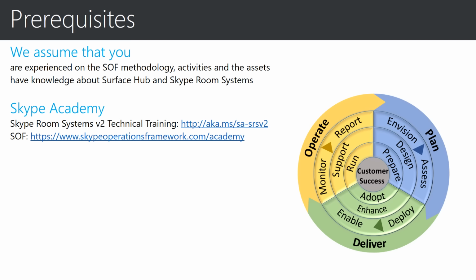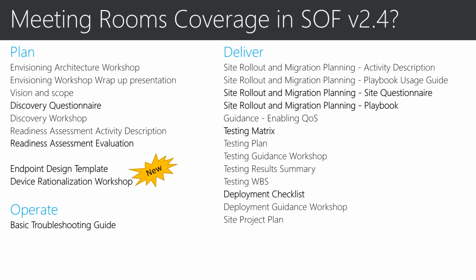With this interim release of SOF version 2.4, we have updated more than 20 different materials to take meeting rooms into consideration. Here's a list of all the updated documents. Some of these updates are really minor and would be consumed smoothly as you deliver on your engagements. However, some updates that are much more detailed will be covered within the session. You can identify the documents with major updates, which are marked in bold on the slide.